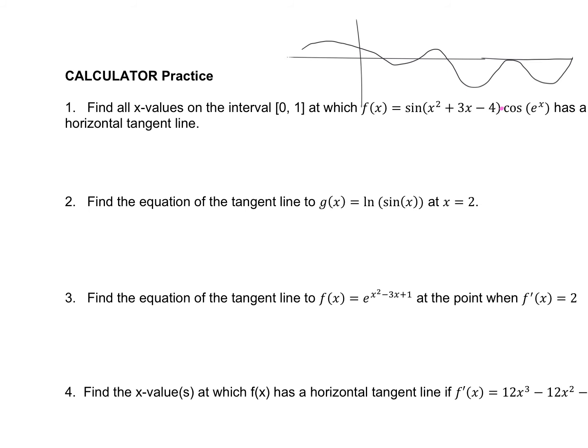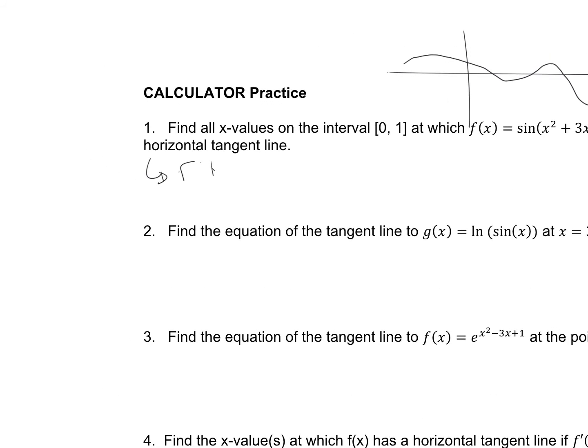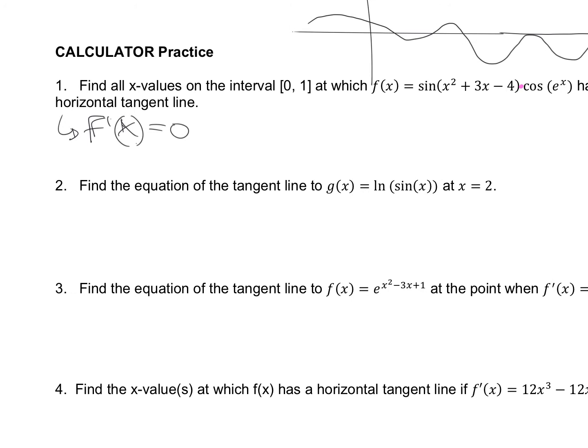Option 2 is what I actually prefer. We just said functions have a horizontal tangent line where what? The derivative equals 0. Where the derivative equals 0. Let's try that again. Where the derivative is equal to 0. Now, can I find that derivative on my own? No, I cannot. Good news. Your calculator can do it for you.